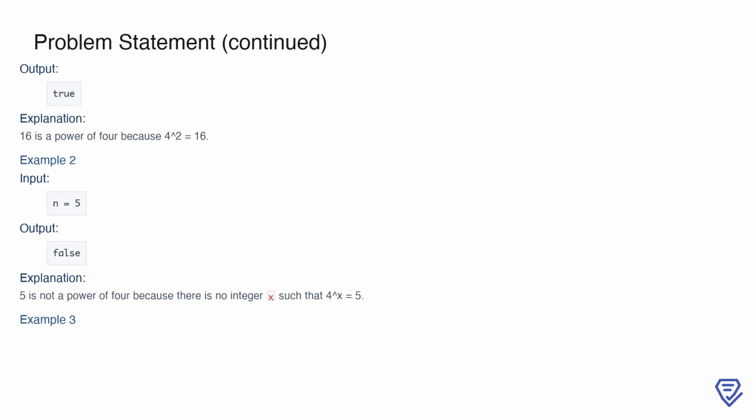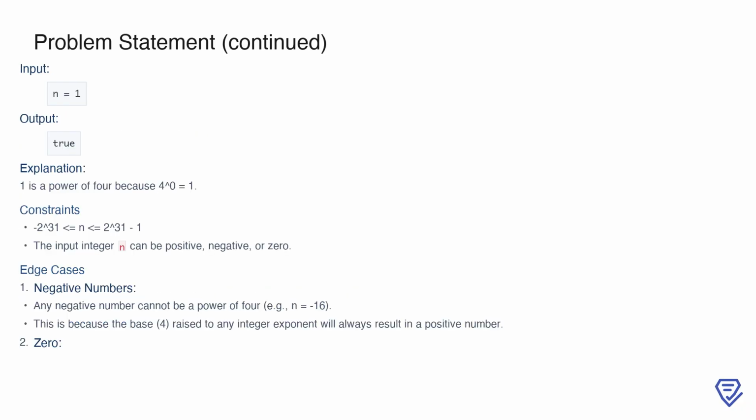Let's look at one more example to further solidify this concept. Consider the input n equals 1. In this case, the output is true because 1 is a power of 4. In fact, it corresponds to 4 raised to the power of 0, as any non-zero number raised to the power of 0 equals 1.